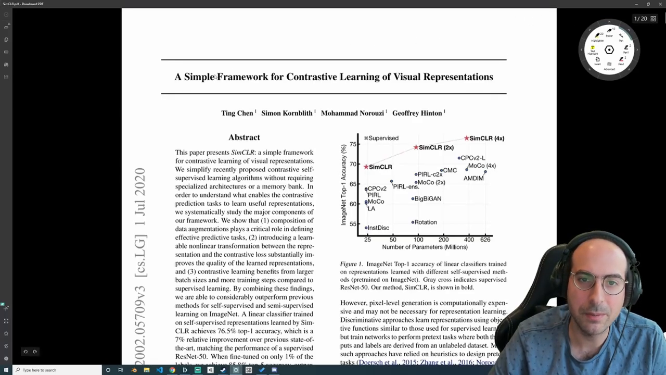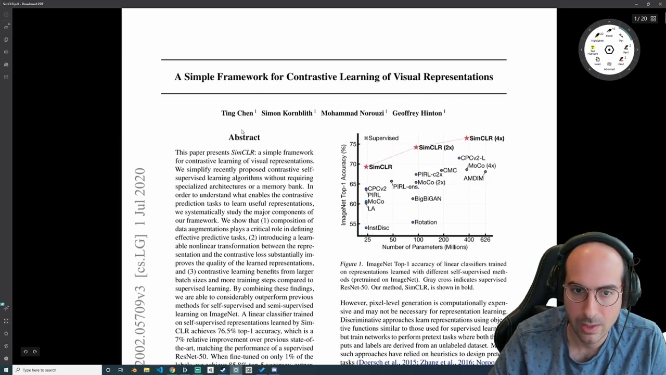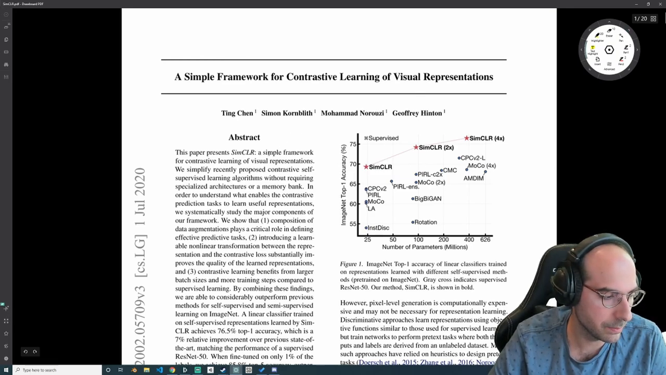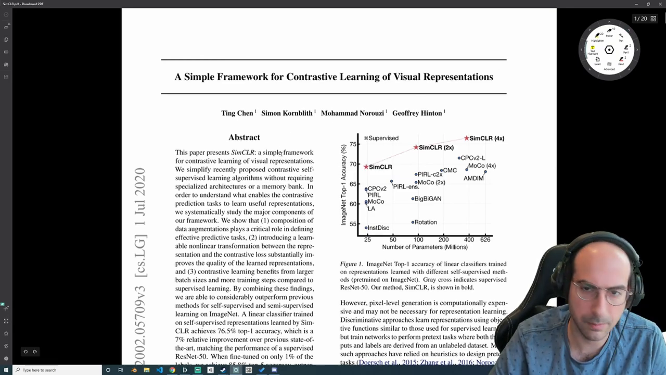So hey everyone, today what I want to be talking about is this paper called SimCLR. It's a simple framework for contrastive learning of visual representations. So what does this mean exactly? I'm going to be explaining the paper and give you some good background for how to understand it.